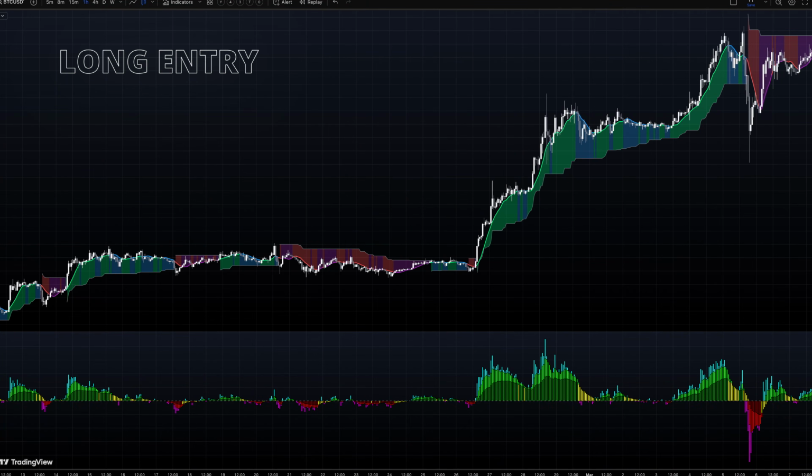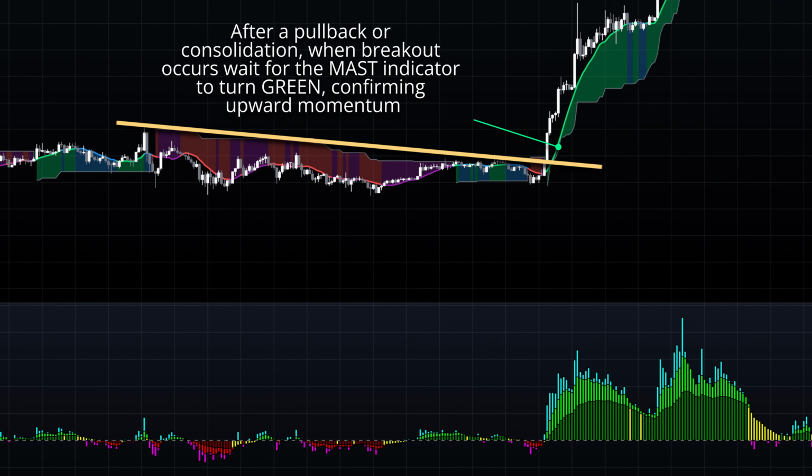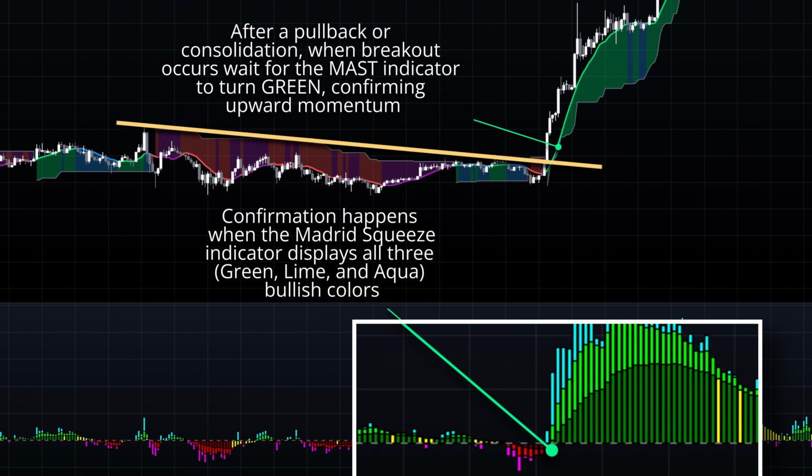Entry criteria for long positions. When the MAST trend indicator turns green, indicating price is above both the SMA and super trend, look for confirmation from the Madrid trend squeeze, showing alignment of green, lime, and aqua colors. This squeeze condition suggests strong momentum. The optimal entry occurs when both indicators align.